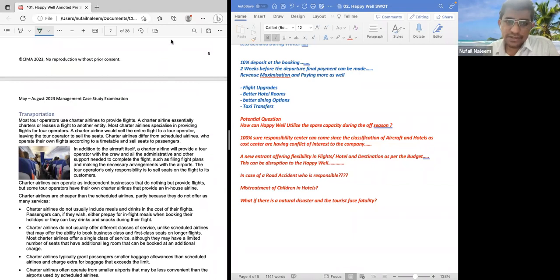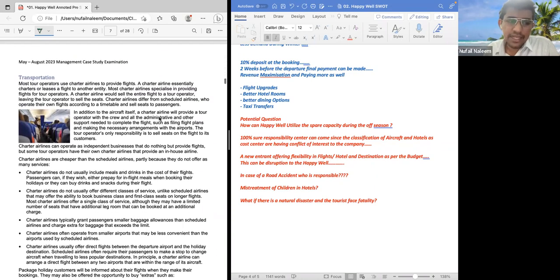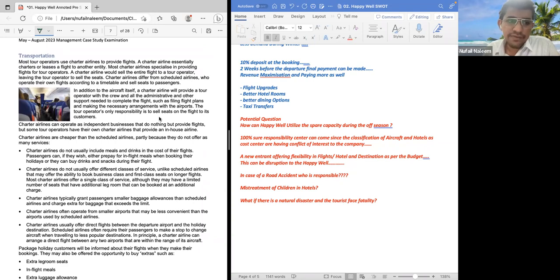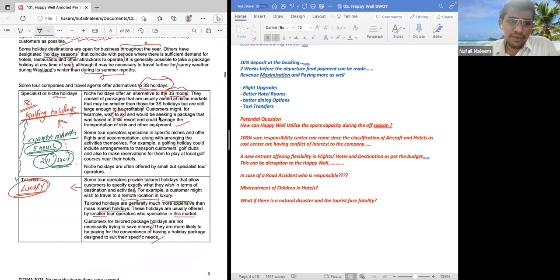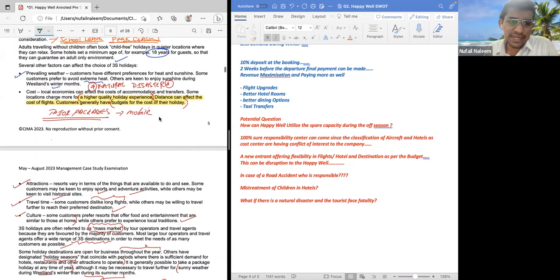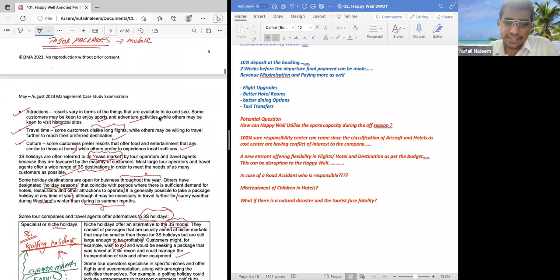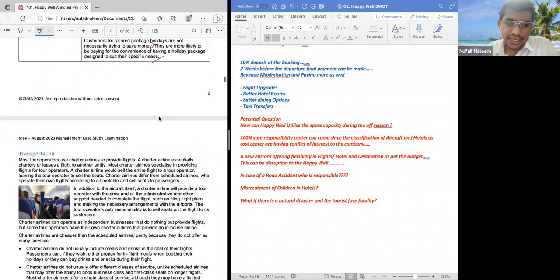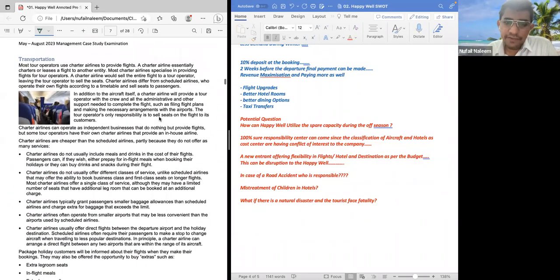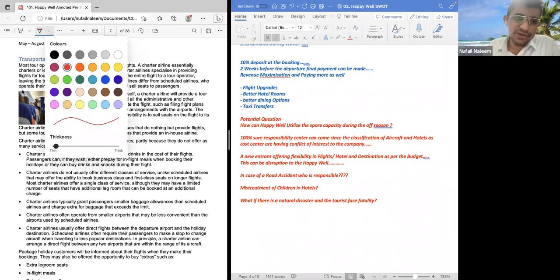Now, the next one also, if I'm not mistaken, the transportation. Most of the tour operators use charter airlines. Now, before I move on to transportation, can I get a confirmation from you all if you're fine with this package holiday destination, students? I believe it is very, very clear and very easy also.